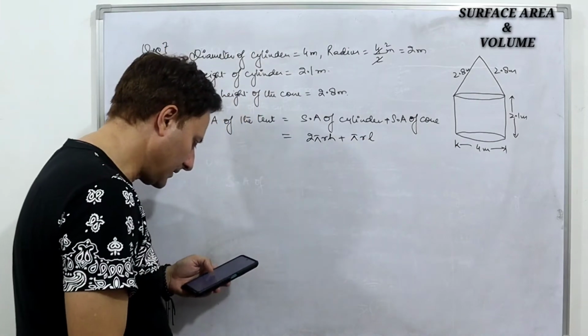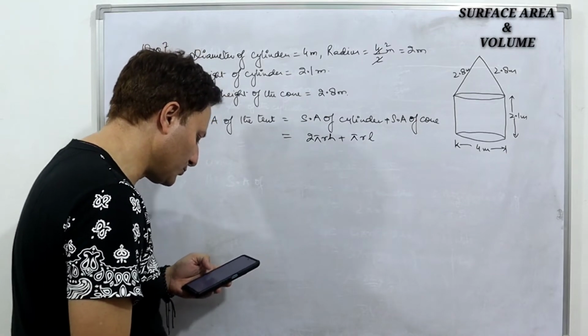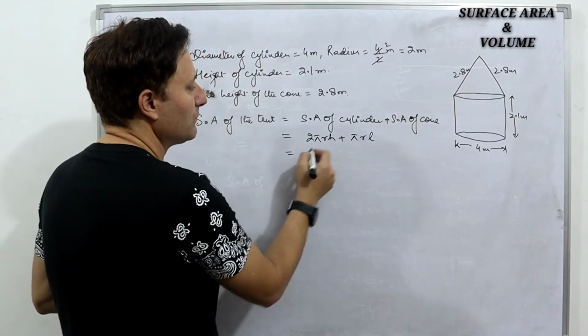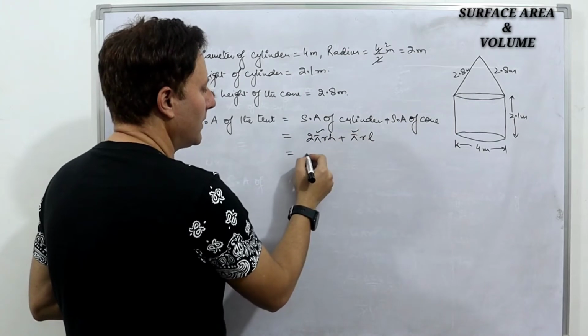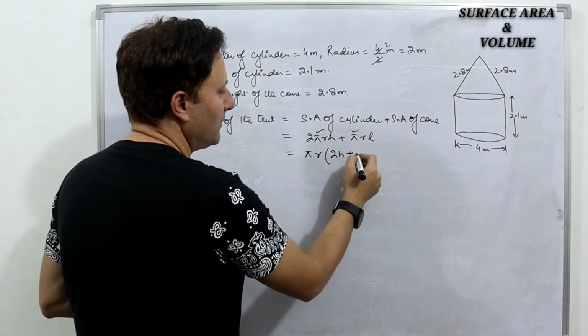Do we have the value of pi given? Yes, it says you have to use 22 upon 7. So first of all, let me take pi and r out. So pi and r are out. So what do we have? 2h. Then we have pi and r out.